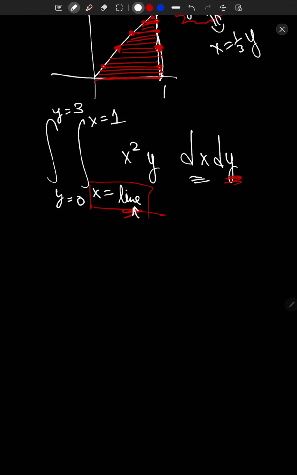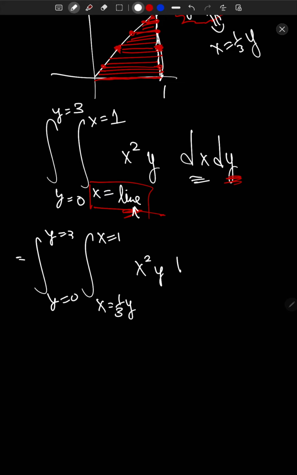And so ultimately the integral that we compute is y equals 0 to y equals 3, x equals 1/3 y to x equals 1, x squared y dx dy.